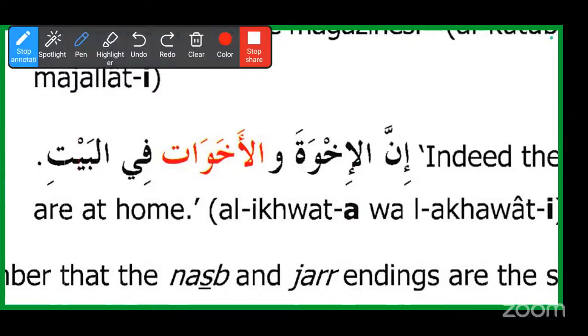Now here we should understand that this fatha is halat al-nasab, but it is not object. The exact sentence was al-ikhwatu wal-akhawatu fil bayti. This was the sentence without inna. Al-ikhwatu wal-akhawatu fil bayti. The brothers and the sisters are in the house.